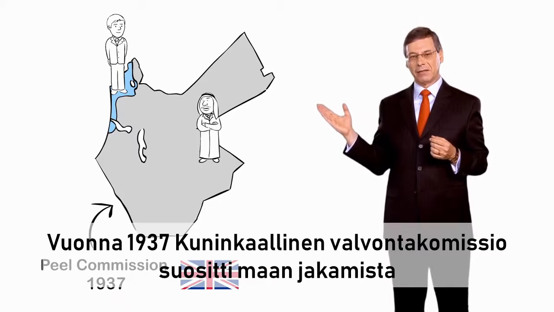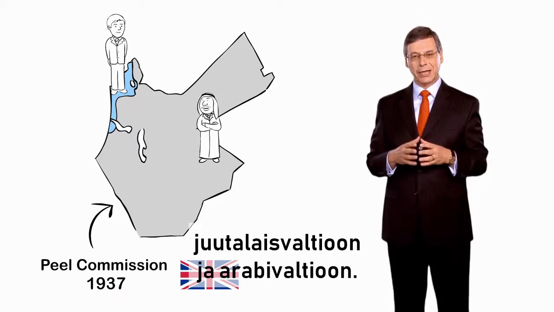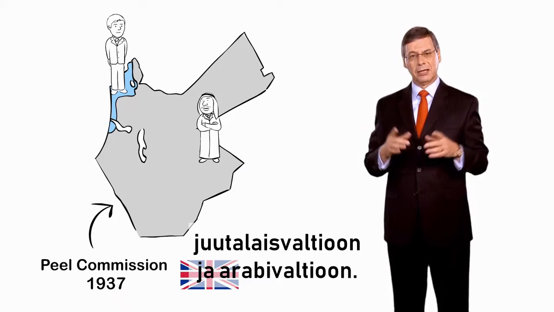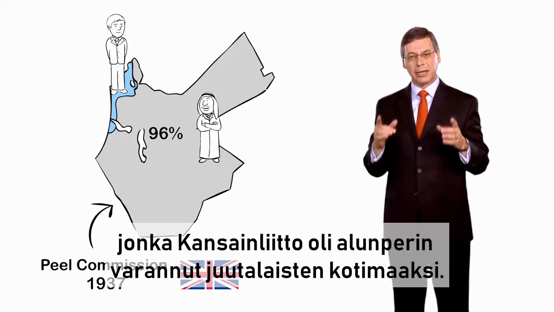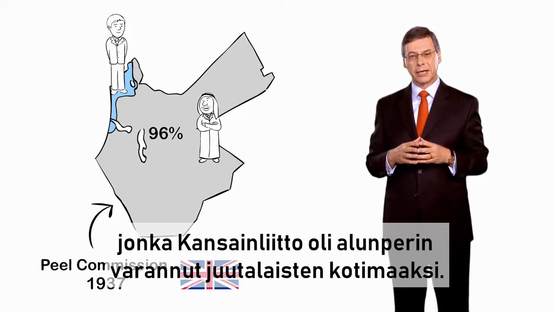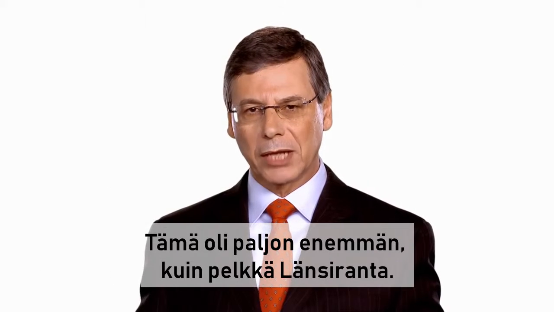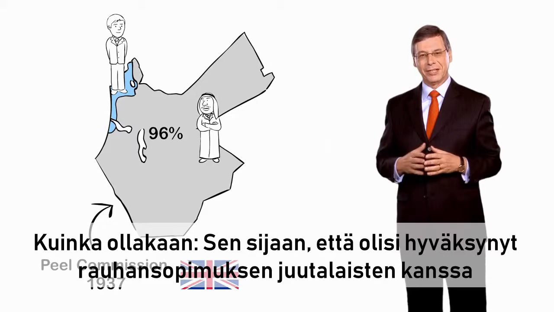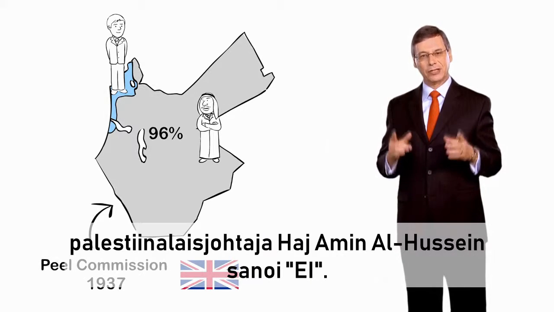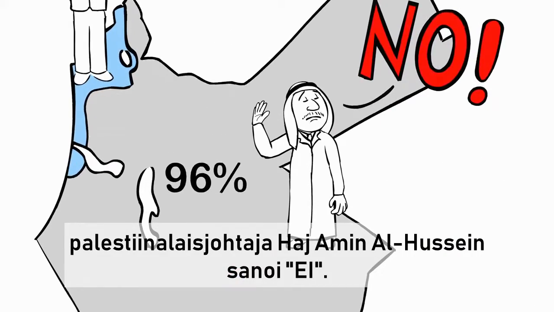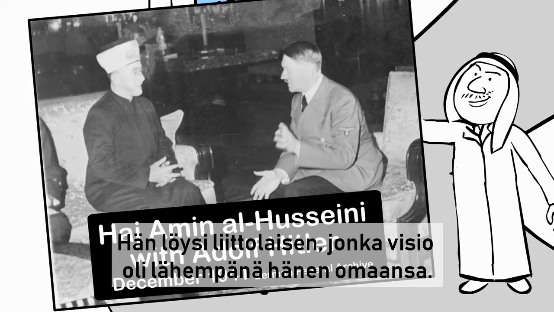In 1937, the Peel Commission recommended a division of the land, a Jewish state and an Arab state. The Arab portion would include 96% of the territory that the League of Nations had originally designated for the Jewish homeland. This included far more than just the West Bank. However, instead of accepting the Jews as peace partners, the Palestinian leader Haj Amin al-Husseini said no, and found a partner whose vision was closer to his own.